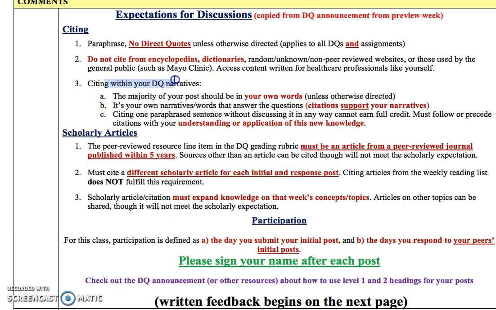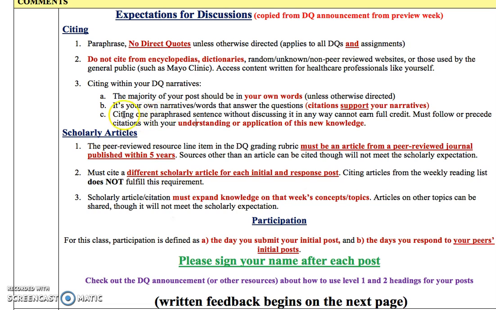And when you're citing, the majority of the post should be in your own words. I can't stress this enough. It really needs to be your answer to the question. And know that the citations actually just support your narrative. It should not be the majority of your response. That is only as directed. So say you are defining, say, a model or something, that might be all cited, but most of the time it does require you to share your understanding.